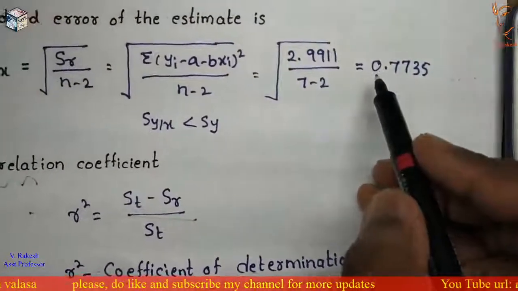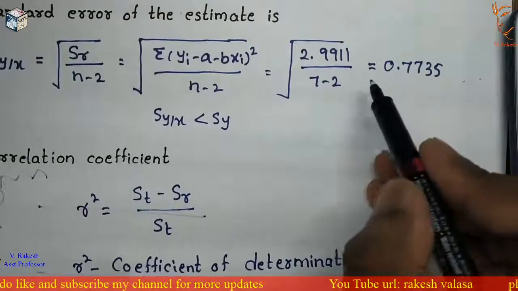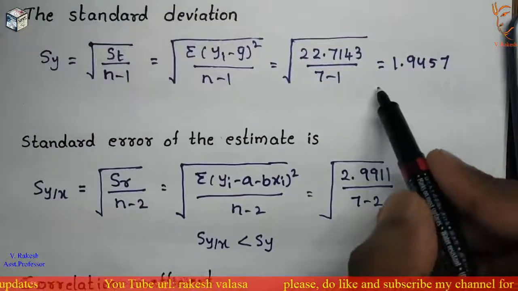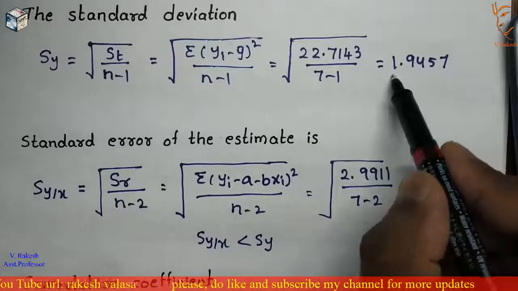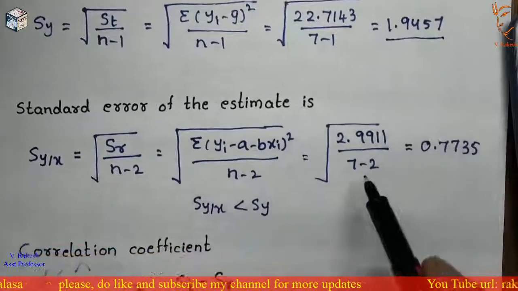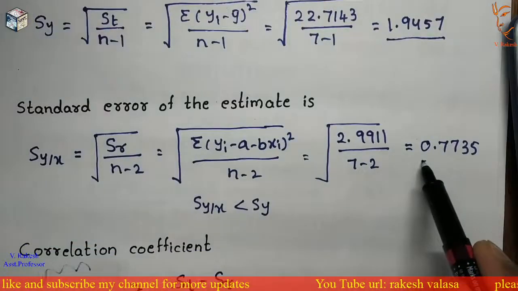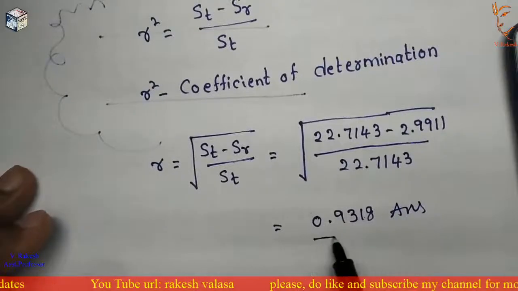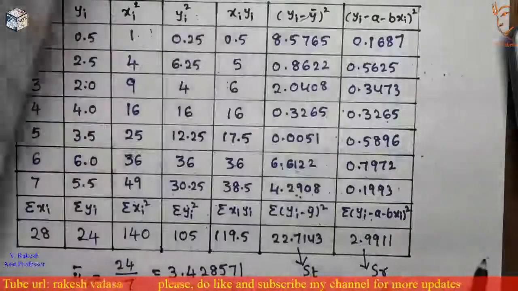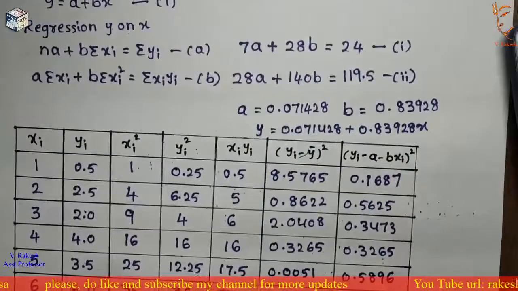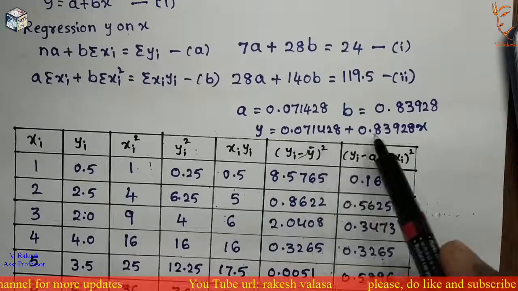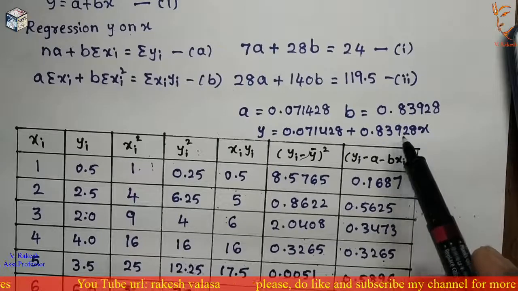This is the standard error of the estimate, 0.7735. This is the standard deviation, Sy equal to 1.9457. Correlation coefficient answer is 0.9318. Straight line fit answer is y equal to 0.71428 plus 0.83928x. These are the final solutions.